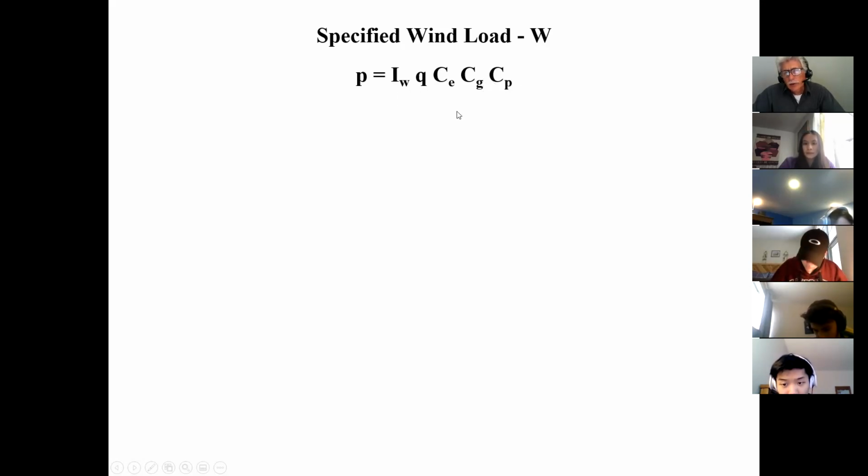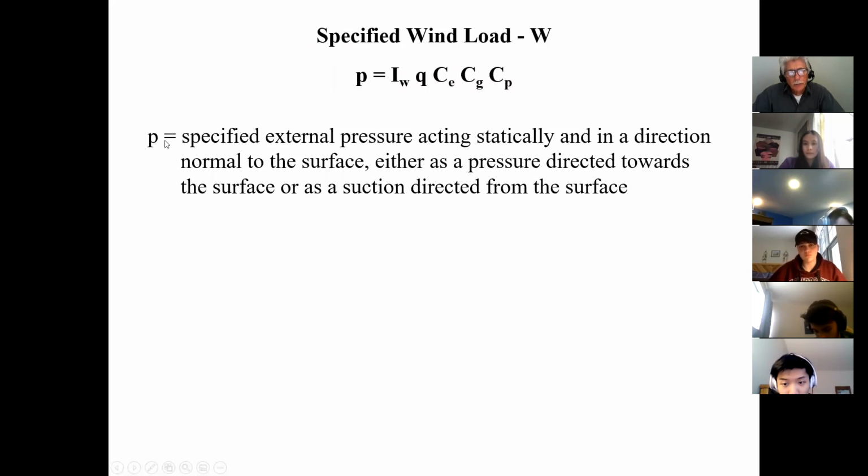So that's the equation. And now, p, the specified external pressure acting statically in a direction normal to the surface, either as a pressure directed towards the surface or as a suction directed away from the surface. So what they're saying here, so that you can understand this definition, okay? Hold on a second so you guys can understand this.